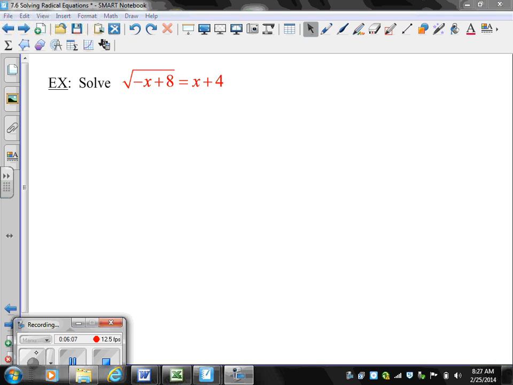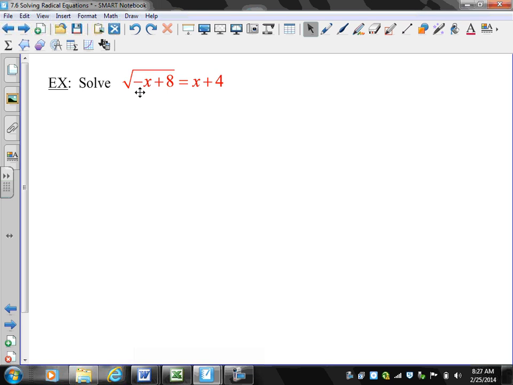So again, I have multiple terms with x's in them, but what's nice about this is all located inside a radical. So I'm really just going to unwrap that right side. I'm going to go through my steps here. I'm going to isolate a radical. Well, this radical is already by itself, right? That square root of negative x plus 8 is already on the left side. Nothing else is over there.